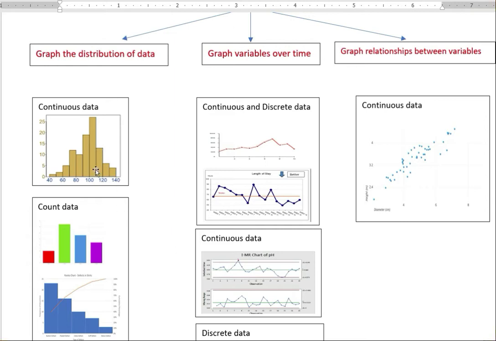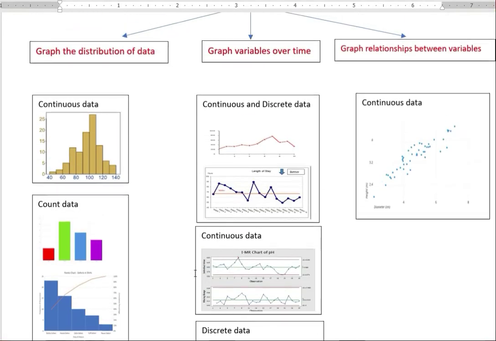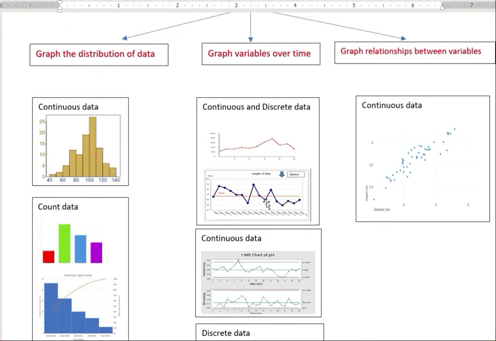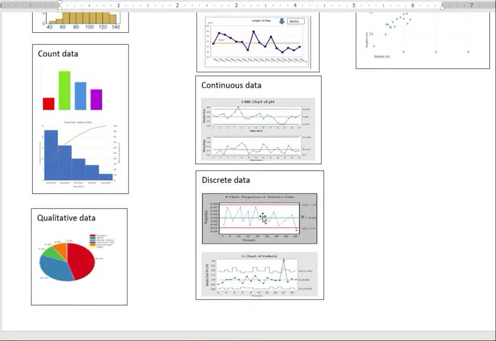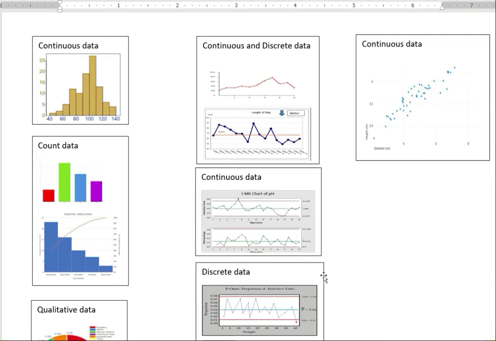The first ones are the histogram, bar chart, Pareto chart, pie chart, also line chart, run chart, control chart. Even under control chart, there are many types, even scatter diagram. So these are the basic graphs, especially for healthcare quality and patient safety. These are the most commonly used graphs in quality improvement.